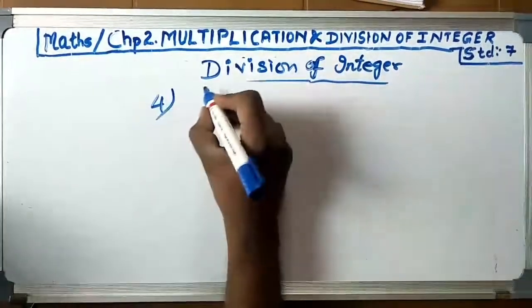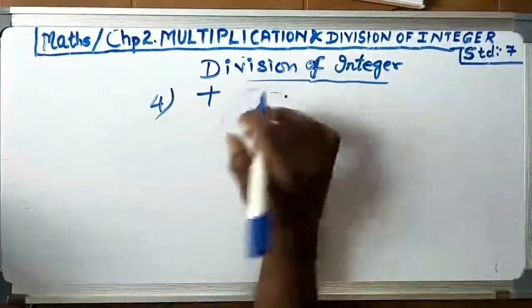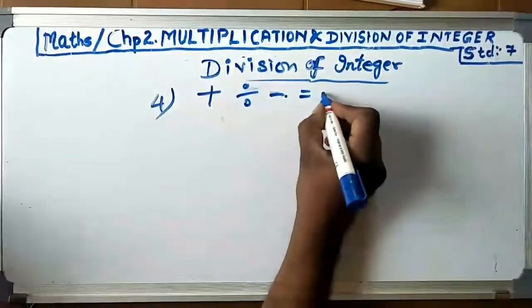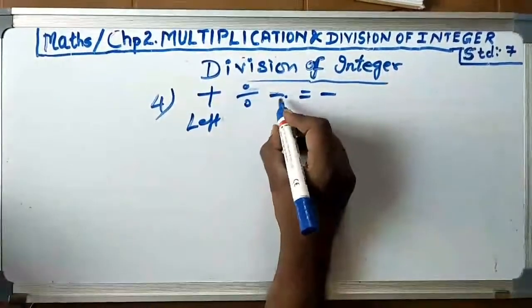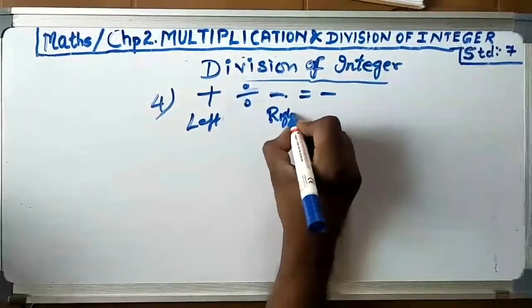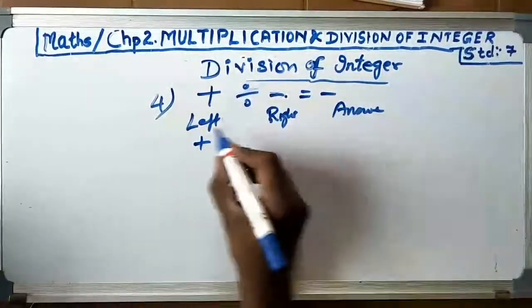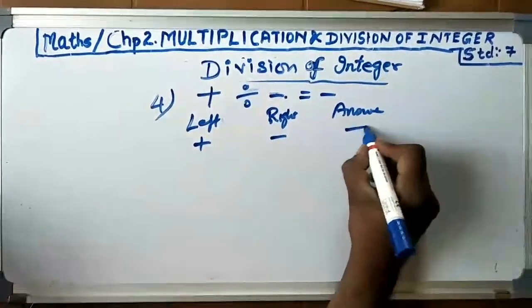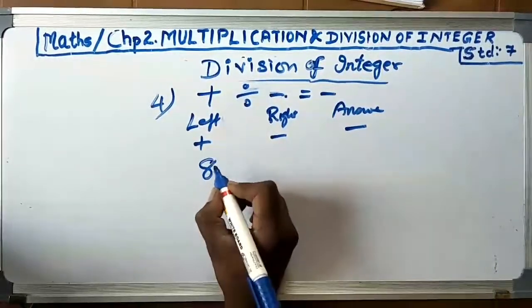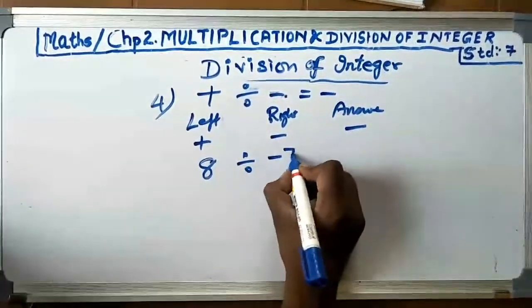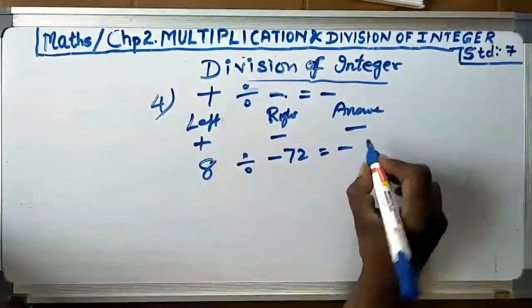The last golden rule is plus divided by minus, that is equal to minus. On the left side, positive sign. On the right side, negative sign. In the answer, you have to write negative. Plus on the left side, minus on the right side, but in the answer, you have to write negative. Let's say, for example, on the left side, plus 8 divided by minus 72. I have written minus here. The answer should be in minus.